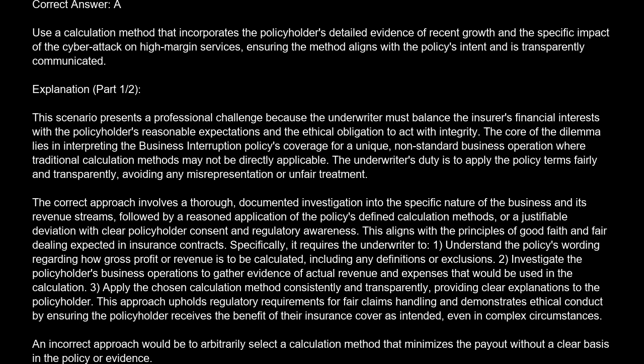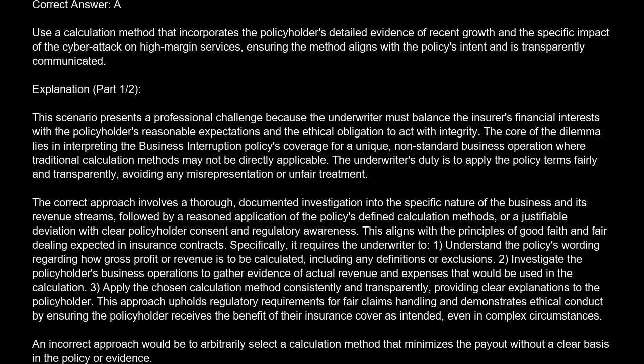2. Investigate the policyholder's business operations to gather evidence of actual revenue and expenses that would be used in the calculation. 3. Apply the chosen calculation method consistently and transparently, providing clear explanations to the policyholder. This approach upholds regulatory requirements for fair claims handling and demonstrates ethical conduct by ensuring the policyholder receives the benefit of their insurance cover as intended, even in complex circumstances.